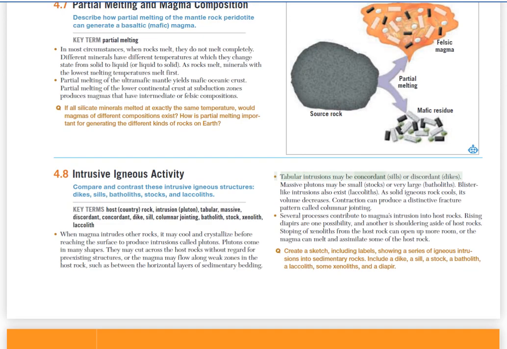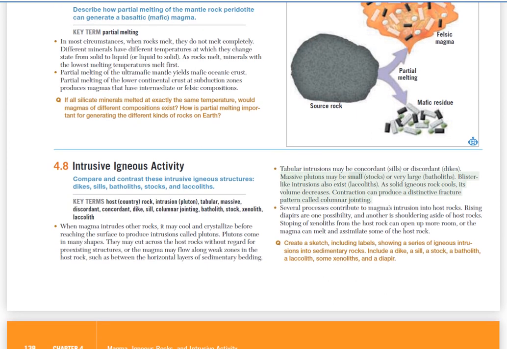Tabular intrusions may be concordant or discordant. Massive plutons may be small or very large. Blister-like intrusions also exist. As solid igneous rock cools, its volume decreases. Contraction can produce a distinctive fracture pattern called columnar jointing.